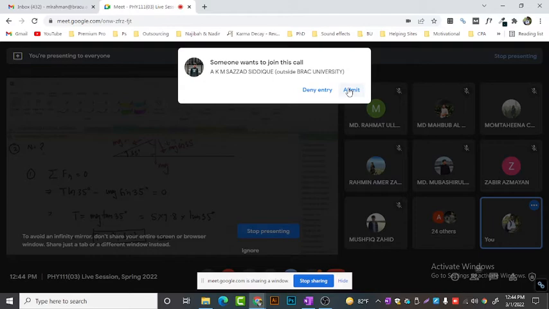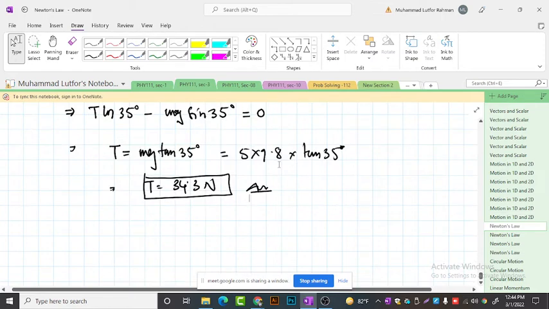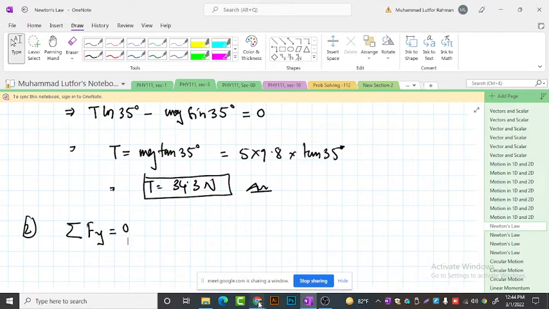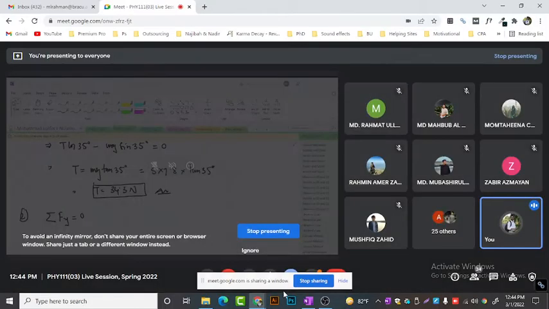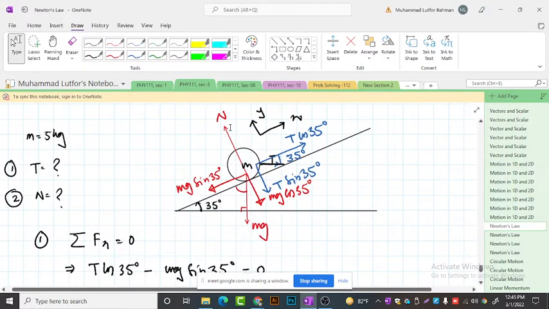In the second question, I have to find out the normal force. I will apply again Newton's second law in the y direction. The net force along the y-axis is 0, since it's not moving at all. Along the y direction, I have 3 forces. N is towards the positive y direction, T sine 35 is in the downward direction, and mg sine 35 is also towards the downward direction.